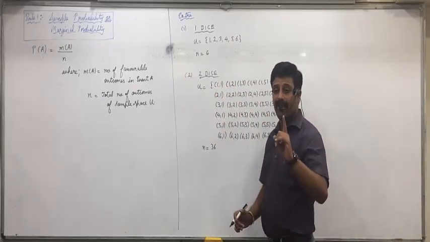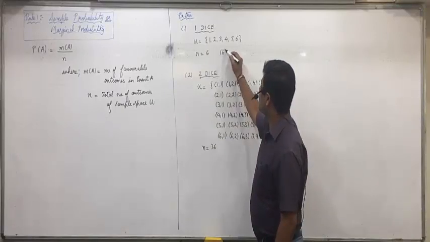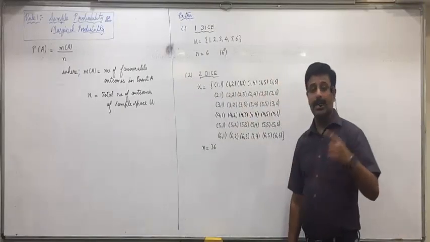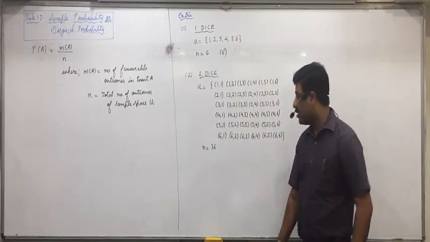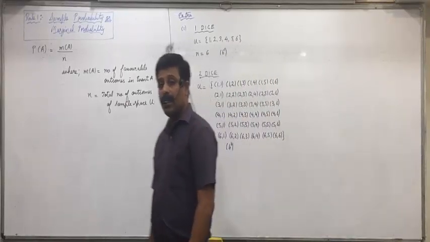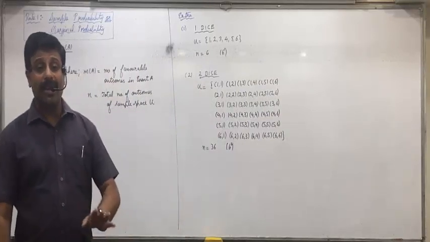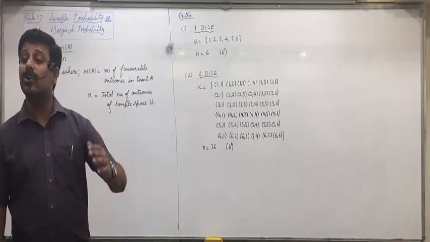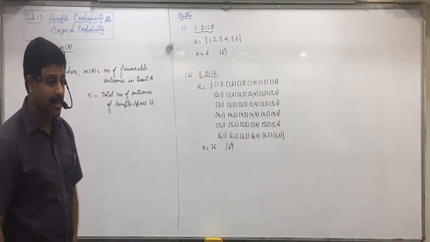Remember that if one dice is thrown, then 6 raised to 1, 6 outcomes are possible. If 2 dice are thrown, 6 raised to 2. 6 raised to 2 is not 12. It is not 6 into 2. 6 raised to 2 means 6 into 6, 36.